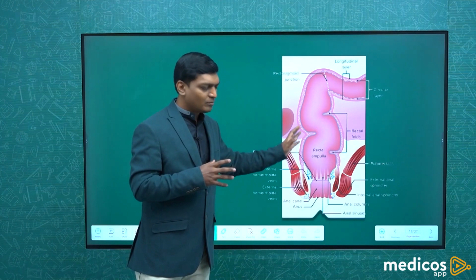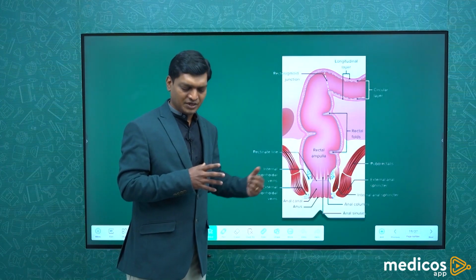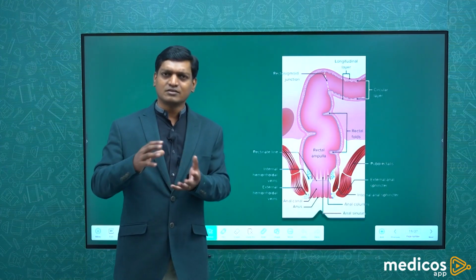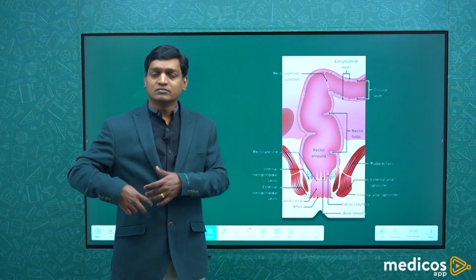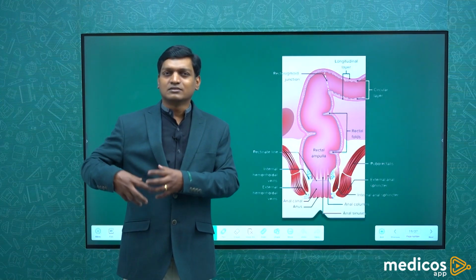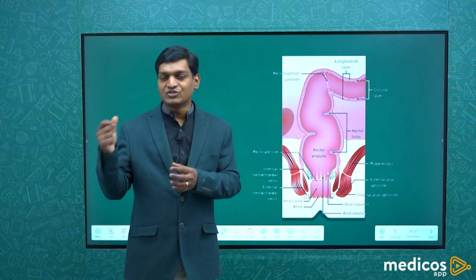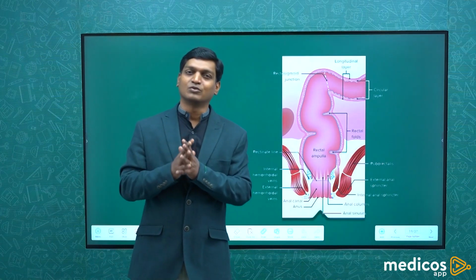I just told about the last part of the GIT, isn't it? I mean the terminal portion of the GIT. We have the small intestine and large intestine; grossly you can differentiate and study. In the large intestine, the proximal portion, that is cecum, and the appendix. So you have to concentrate on appendix and cecum too.